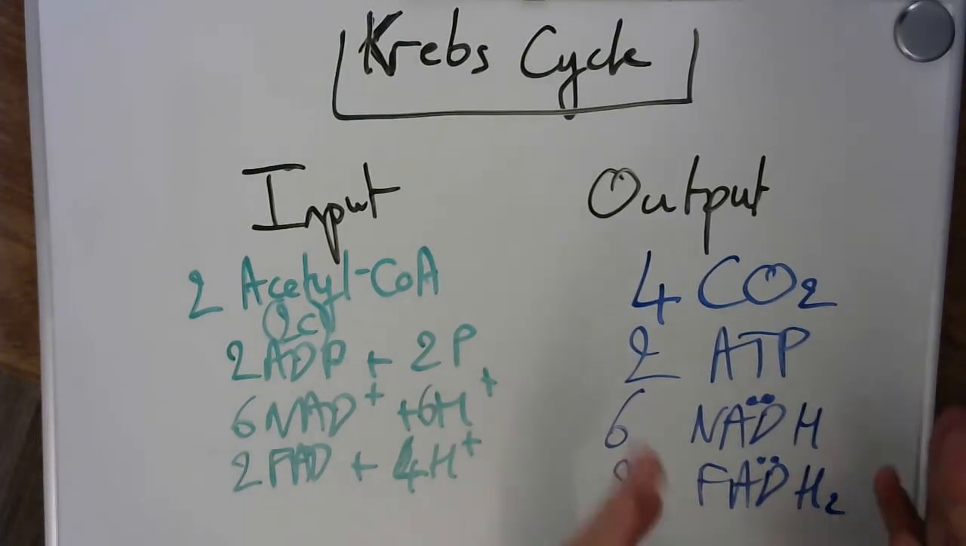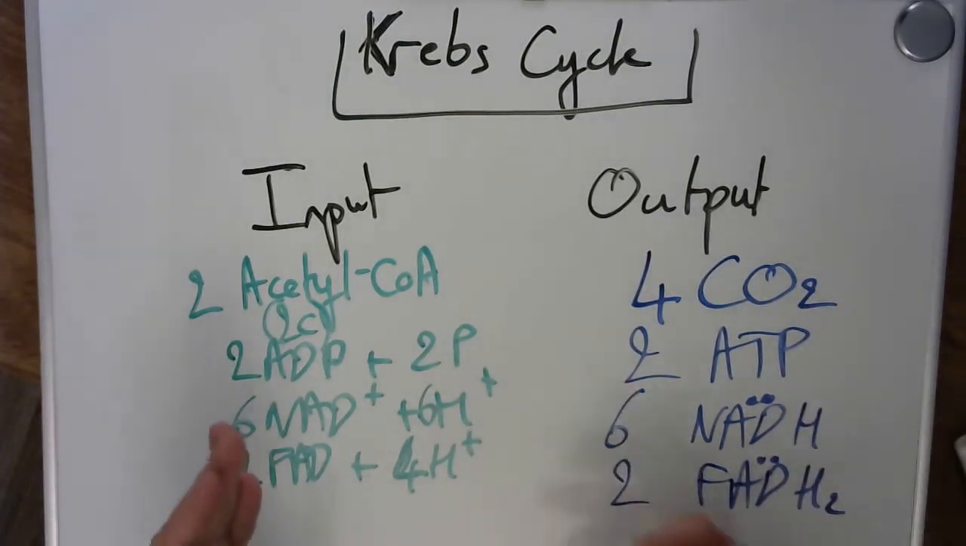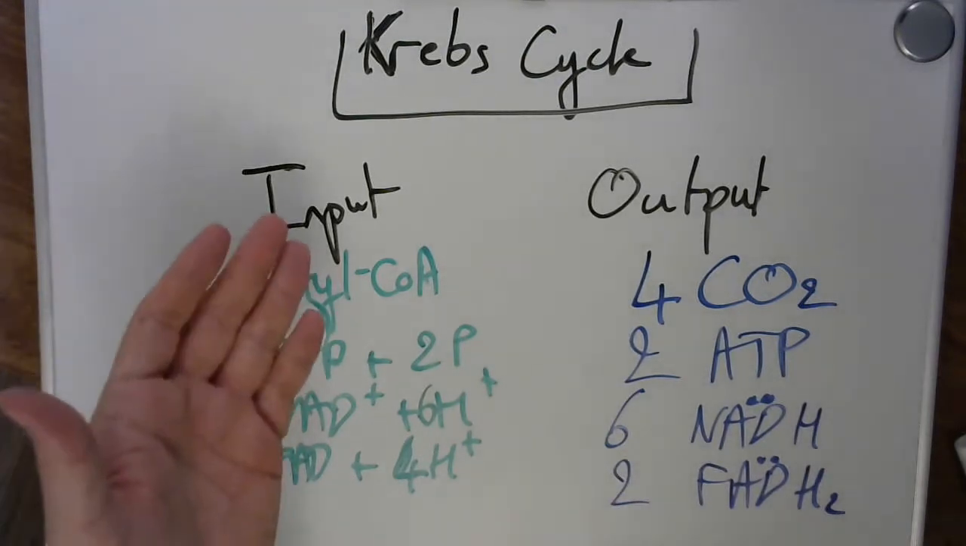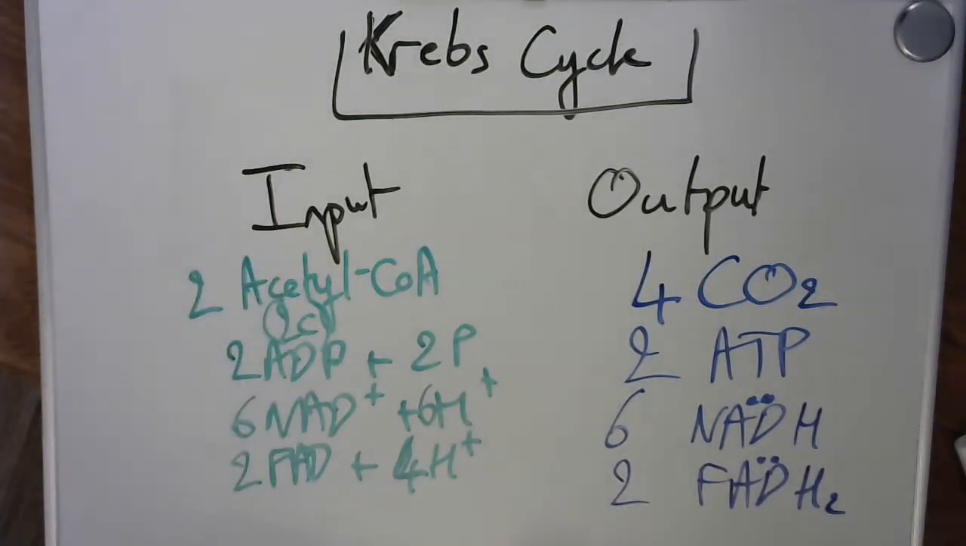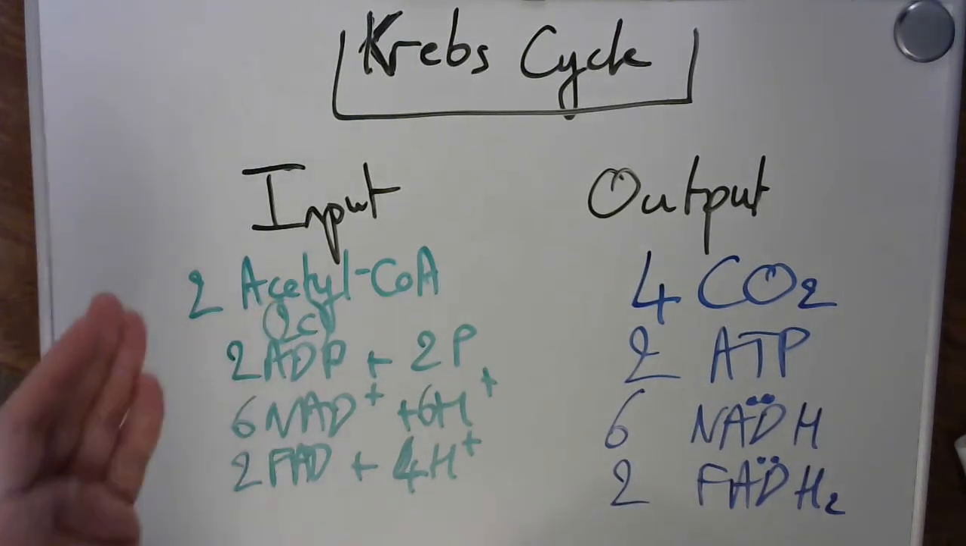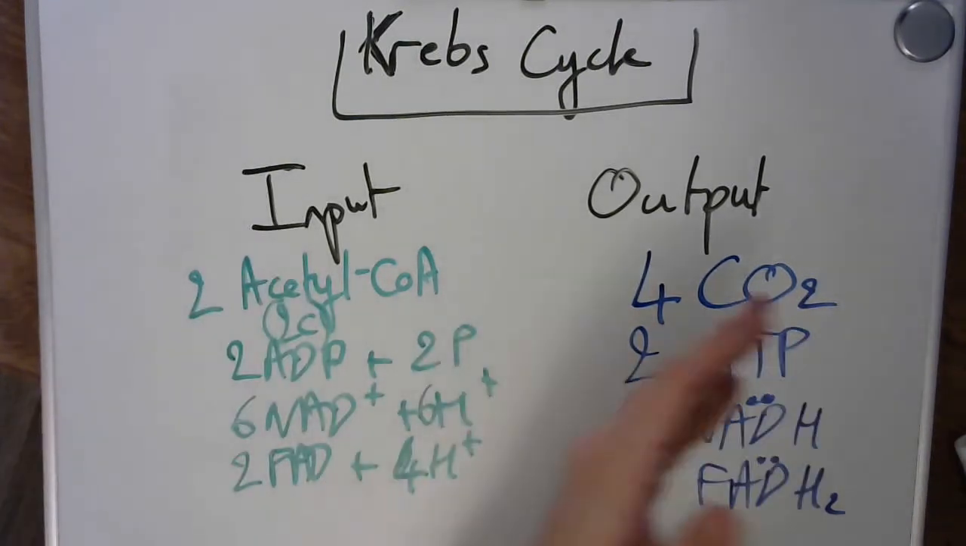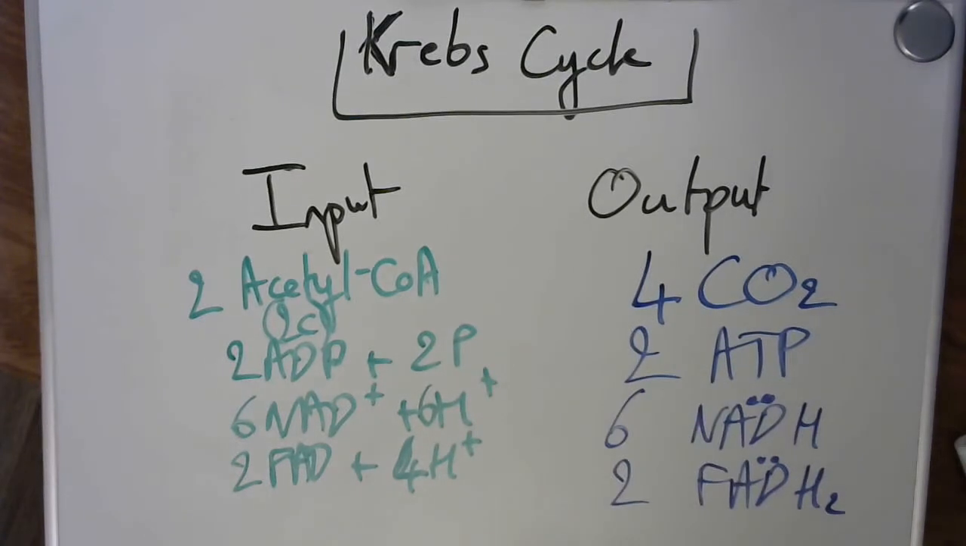Learn those. Learn your output. You can work out your input because you remember acetyl-CoA from the transition step. And so you will remember that it's 2 carbon acetyl, so you need 2 acetyl-CoA to make 4 carbon to match the CO2 level here of 4 CO2. Okay, now let's move on to the cycle in itself.